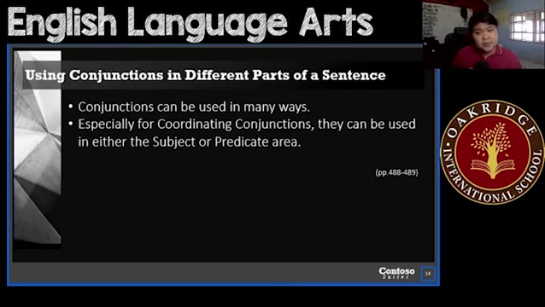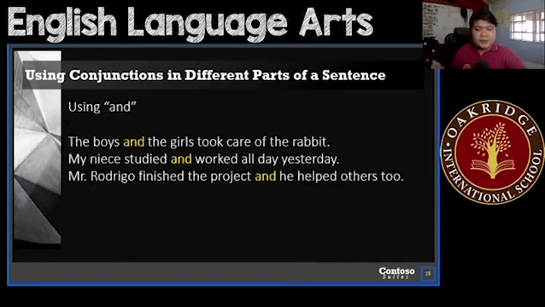So conjunctions can be used in many ways. Especially coordinating conjunctions, they can be used in either the subject or predicate area. Coordinating conjunctions are a little bit special because they do not just connect clauses, they also connect different words, for example the word and or the word or. You have them to combine series of words, right? And this is how we'll use them.